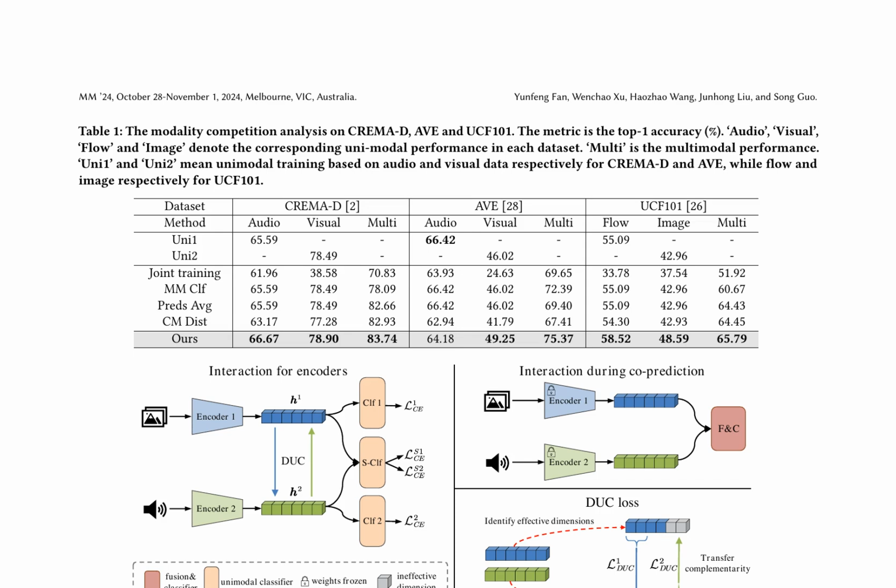The authors conduct a modality competition analysis on 3 datasets, CREMAD, Avenue, and UCF101, with results presented in Table 1, using top 1 accuracy as the metric. The table compares the performance of different methods, including unimodal training, joint training, and multimodal classification. Notably, the authors' novel approach, denoted as Rs, achieves the highest accuracy in most cases.